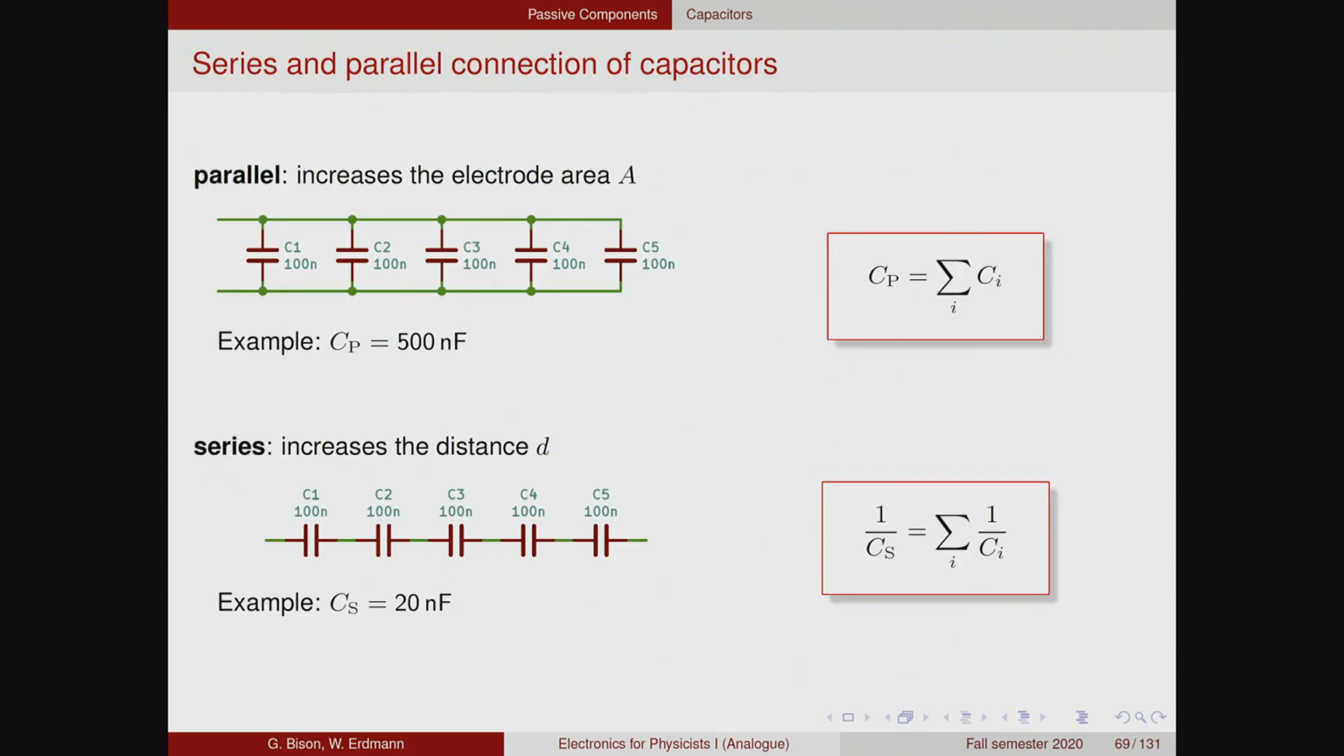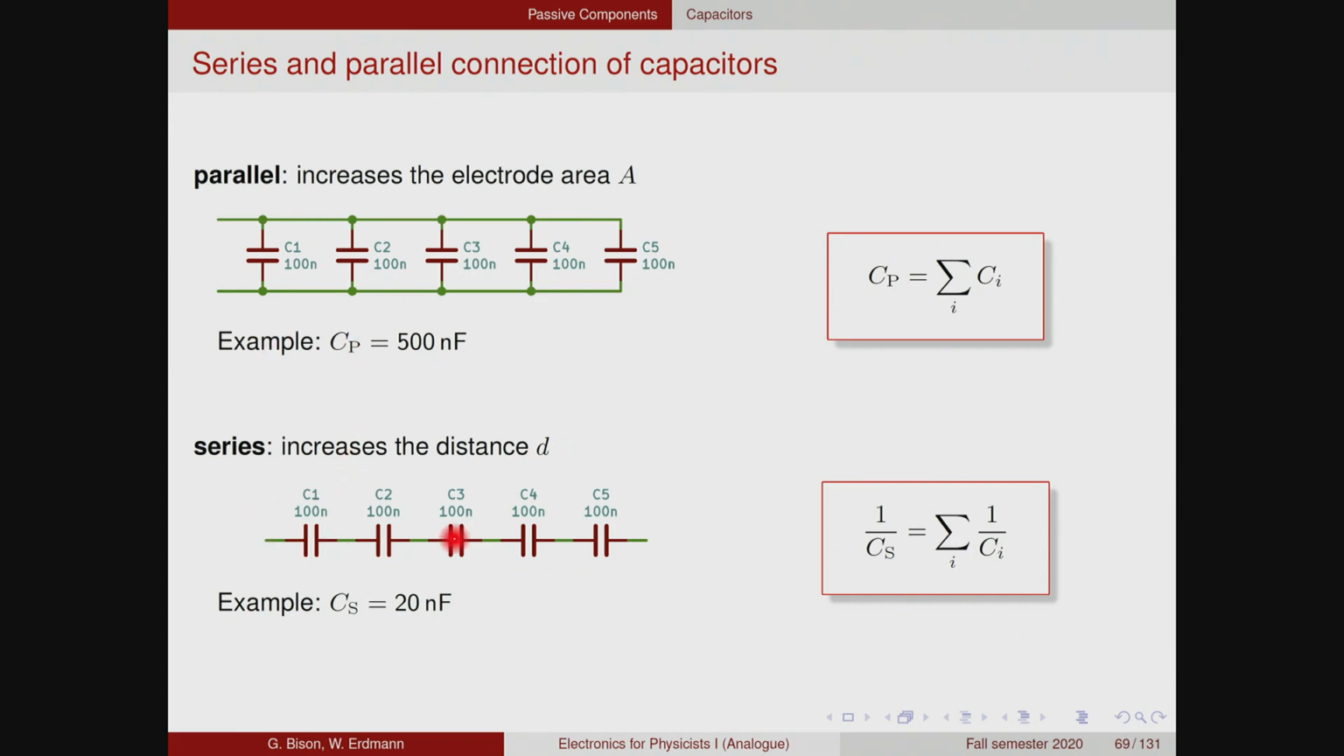Okay, similar to resistors, capacitors can be easily combined in parallel and serial connections. But it's just the opposite. If you connect them in parallel, the capacity grows. So here we have five capacitors of 100 nanofarad each, and the combination then gives 500 nanofarads. And it's easy to see if you assume that we simply connect the plates of the capacitors, then connecting them in parallel makes the area larger. And so this gives rise to an increase in capacity.